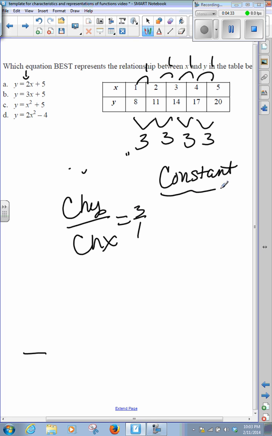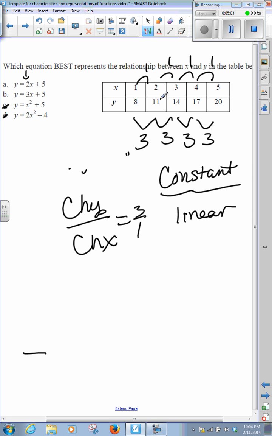Because it's a constant rate of change, I know that this is also going to be linear, which, if I were to graph this function, would form a straight line. This one right here with the exponent and this one right here with the exponent tell me that C and D are both not going to be linear. If you have an exponent for the x squared, it's not going to be a linear function, which means it can't be C or D.